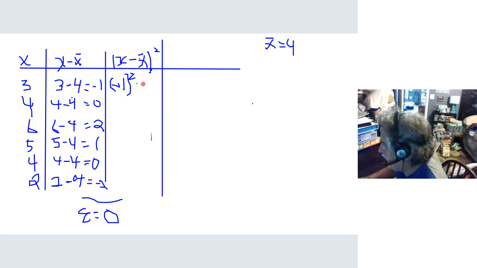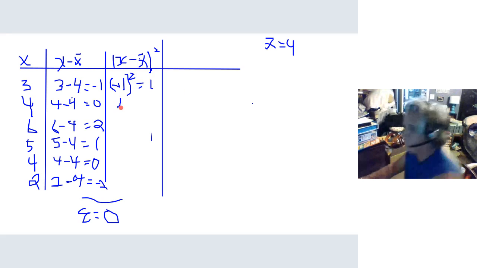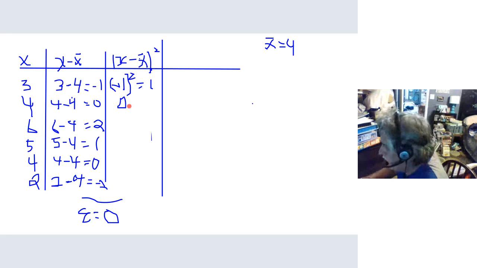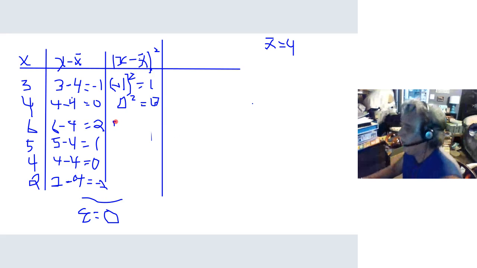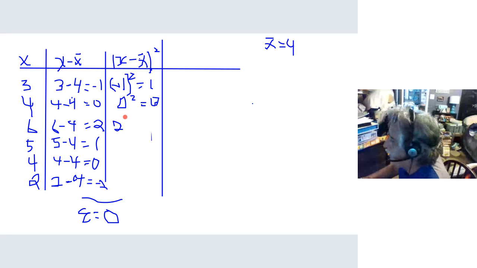So if we square -1, we get a 1. Remember, these values are always going to be positive. 0 squared. Now these you don't know what they're going to sum up to, but we're going to need all these sums when we finish. The sum of all these.